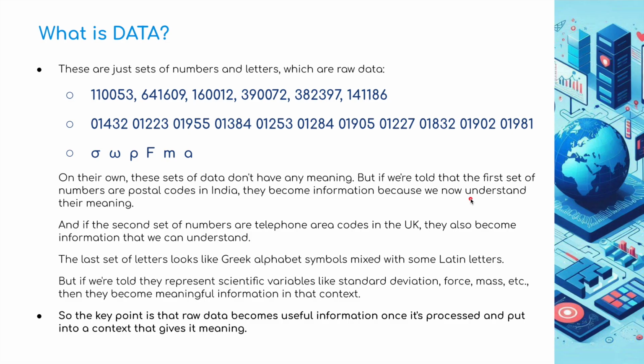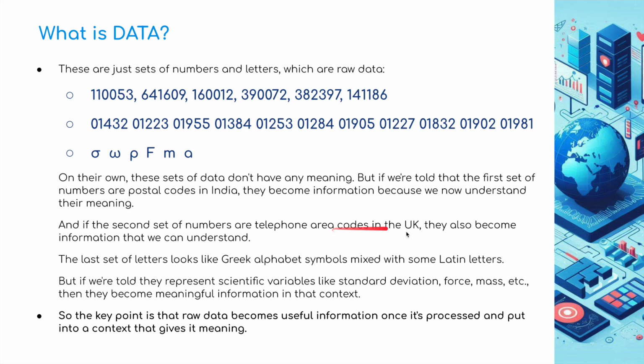So here we go. There are some sets of numbers and letters here, but this is raw data. They don't mean anything at the moment. We've got a row of numbers here, another row of numbers, and then we've got some Greek letters. But on their own, these sets of data don't have any meaning. But if we're told that the first set of numbers are the postal codes of India, they become information, and we understand that they relate to a certain area in India.